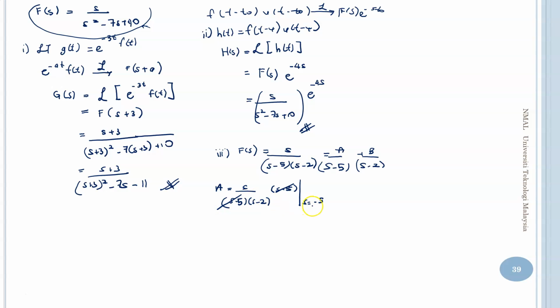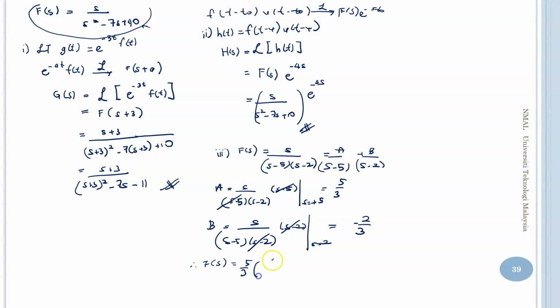Okay, so replace the value of s with 5. Sorry, s is not negative 5 here, it should be positive 5. Sorry about that. So this one should be 5 over 3. And for b, it is s divided by s minus 5, s minus 2, multiplied by s minus 2, and s should be 2. So you put in the value 2, and this one should be negative 2 over 3.